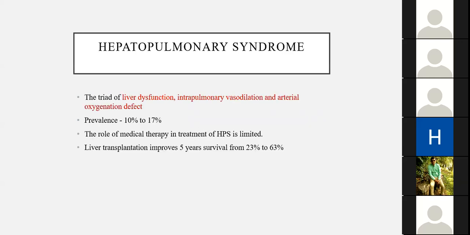And hepatopulmonary syndrome is a triad of liver dysfunction, intrapulmonary vasodilatation, and arterial oxygenation defect. The prevalence is 10% to 17%. The role of medical therapy is limited in hepatopulmonary syndrome. Liver transplantation should be considered in these patients, and it improves 5-year survival from 23% to 63%.